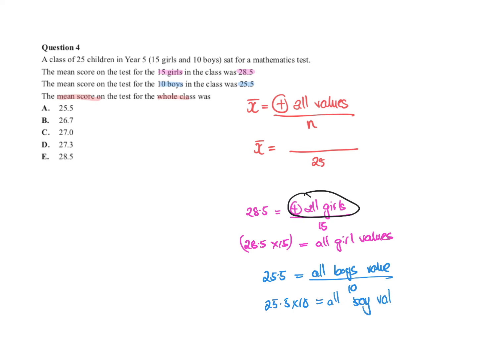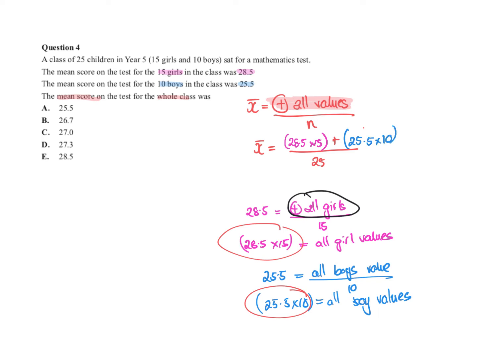If we grab these two and add them together, that tells us this value up here. So what I'll do is I'll just pop them in. So the girls, it'll be 28.5 times 15, plus the boys' values, 25.5 times 10. And then you just do that calculation on your calculator, and you'll get the mean, which is 27.3. So we end up with 27.3.